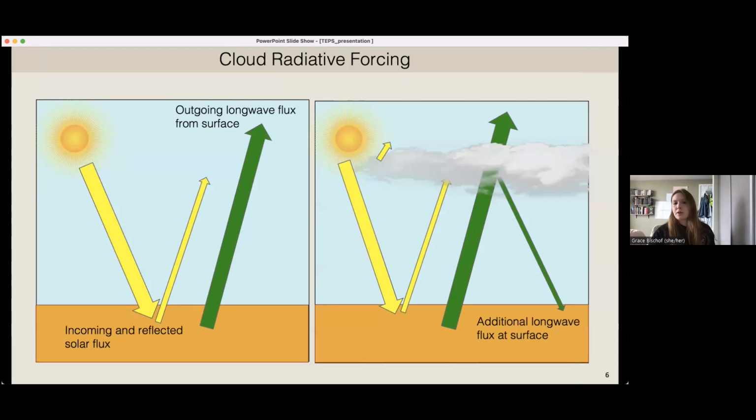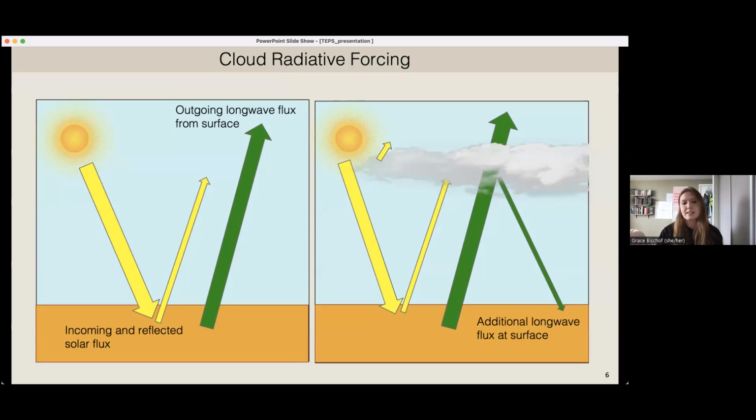So one thing to know about clouds and how they interact with radiation is that they can participate in radiative forcing. So here is just a very simplified energy balance where the two strongest components of the energy balance on Mars are the incoming solar flux, where a small portion is reflected back out to space because of the surface albedo, and the outgoing long wave flux from the surface. Once the incoming solar flux hits the ground, it's converted into thermal energy and radiated out.